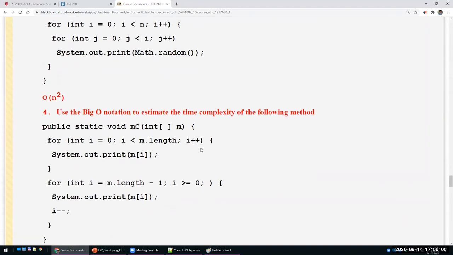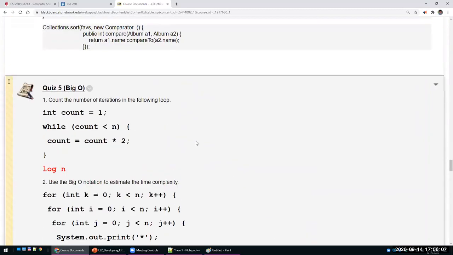And that's the quiz that you basically have to think about. Any questions?